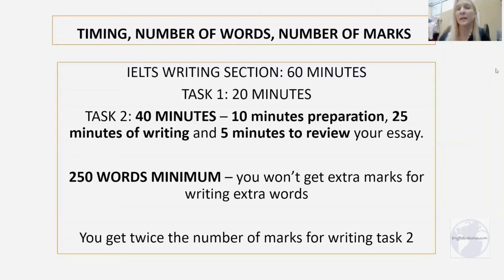So regarding task 2, give yourself 5 to 10 minutes to prepare. Give yourself 25 minutes to write, because after all, this is longer than writing task 1. And give yourself a few minutes at the end just to go back and check, because you want to correct any misspellings or any grammar errors so that you don't lose points.